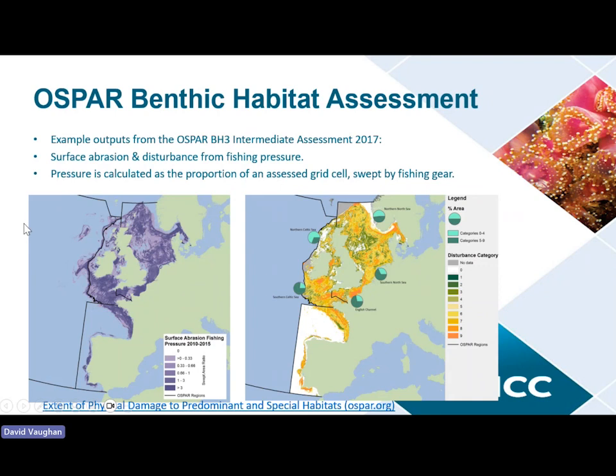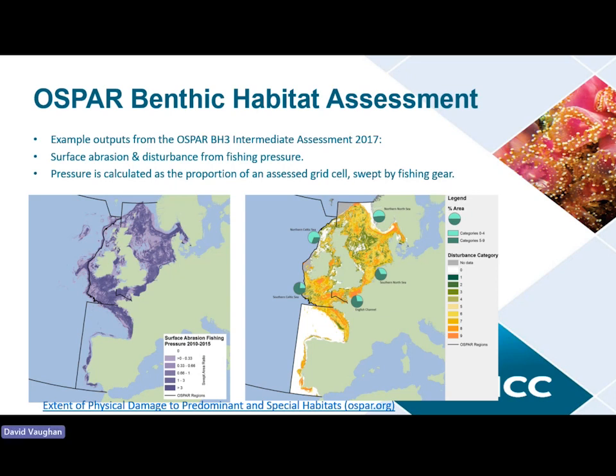So the OSPAR method is, in some respects, similar to what you'll be seeing for the vulnerability assessment, but there are some quite significant differences. It's a method that's been under development now for about 10 years, and the sophistication levels have grown as a result. But when it started, it was essentially very much a vulnerability assessment approach. So this is how things can grow as your knowledge, data, and stakeholder engagement grow with it.